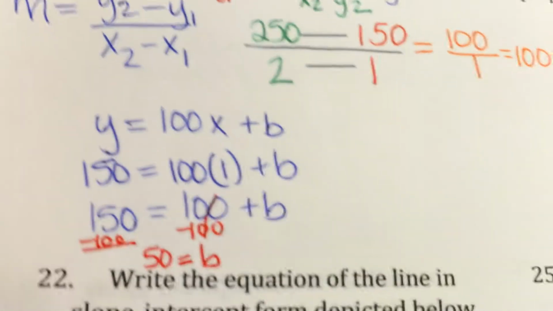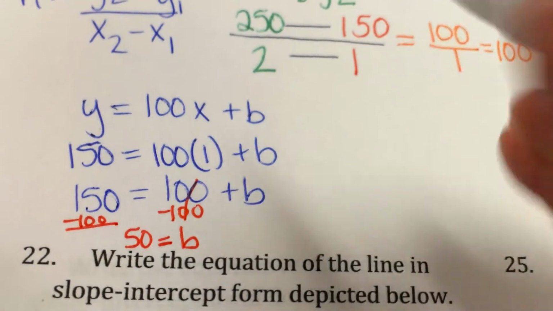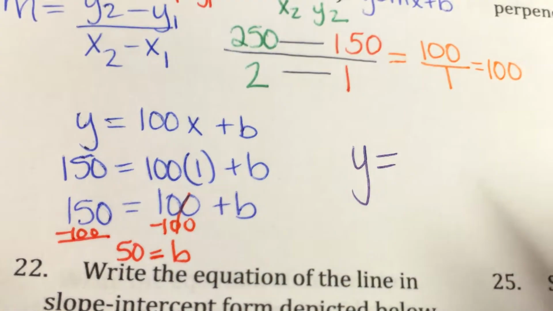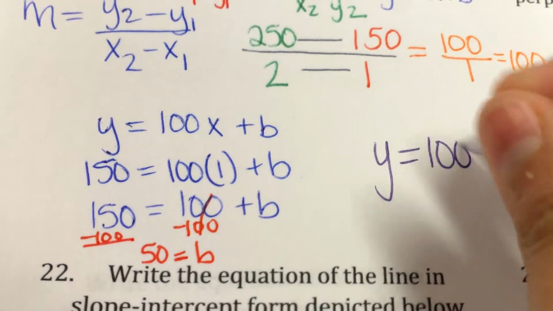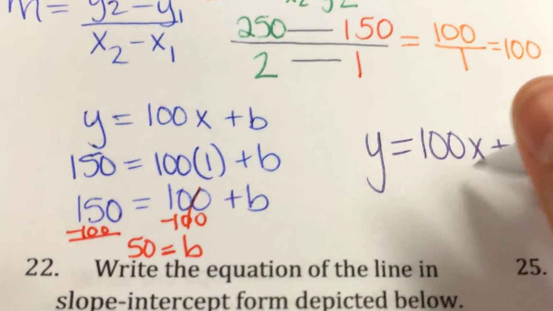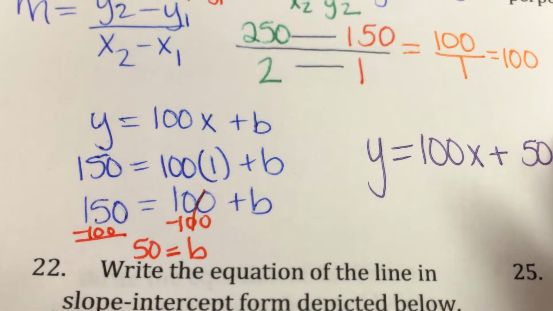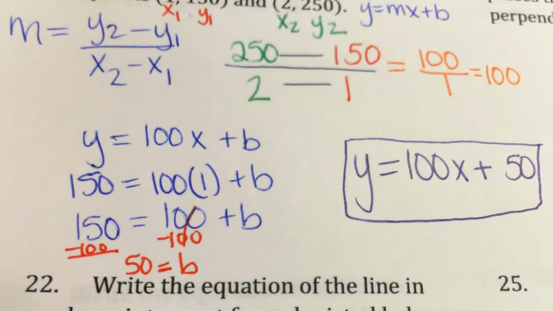So we found our m and we found our b. So now we're going to just plug it into our equation. y equals m. M is 100, what we found. x plus b. B is 50. There's my equation in slope-intercept form.